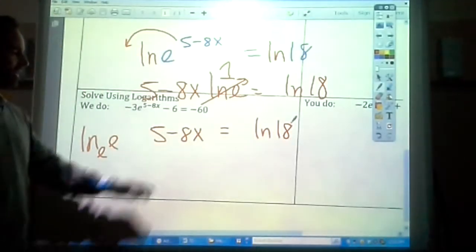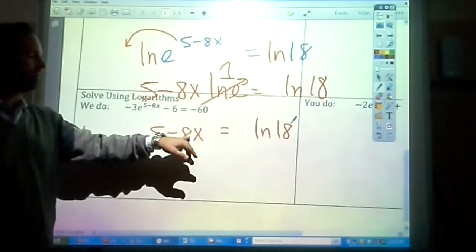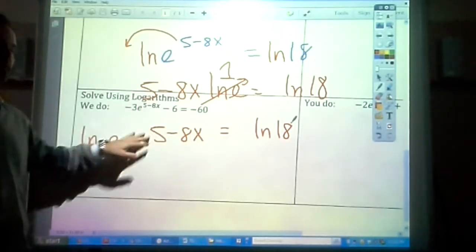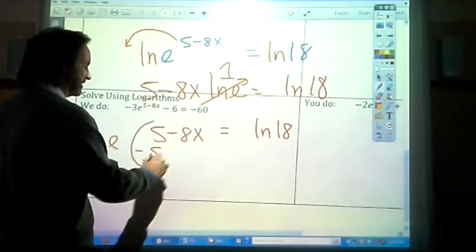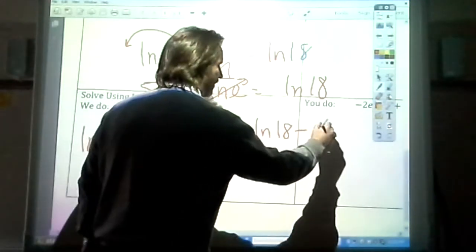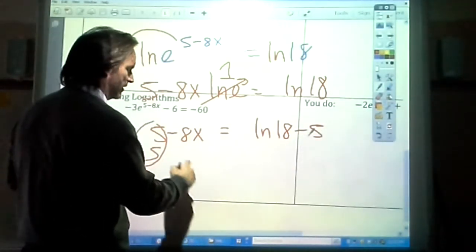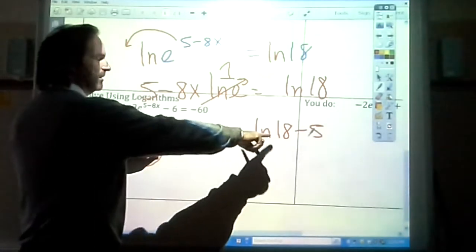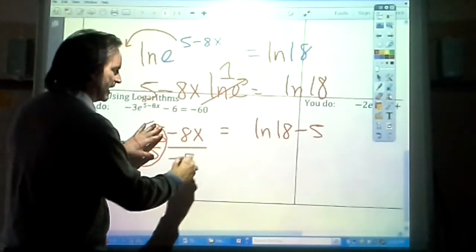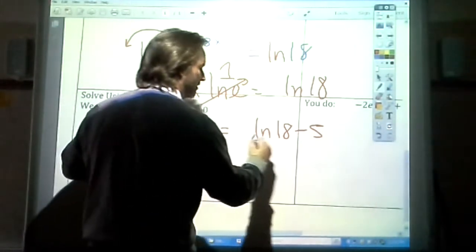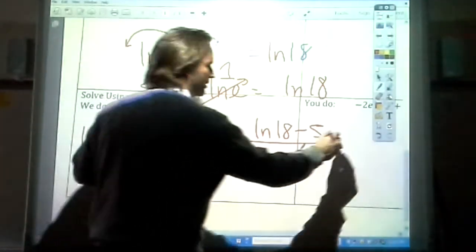All right? I need to get this term by itself. This is 5 minus 8x, or negative 8x plus 5. That's a positive 5. I'm going to subtract 5 on both sides. So now I'm just left with negative 8x equals this, and this is multiplication. So I'll divide this whole thing by negative 8, and that's what x equals.